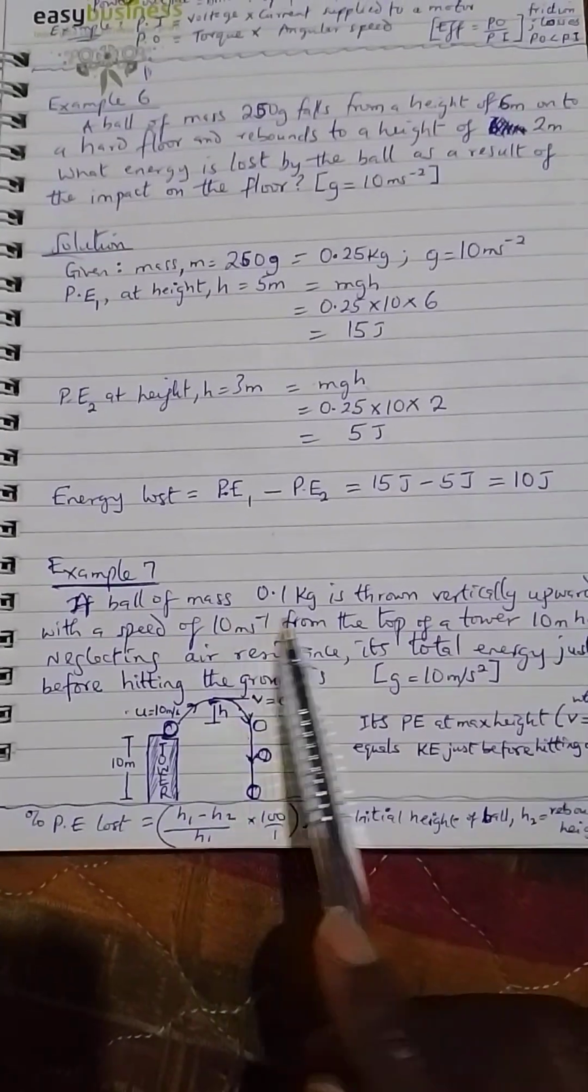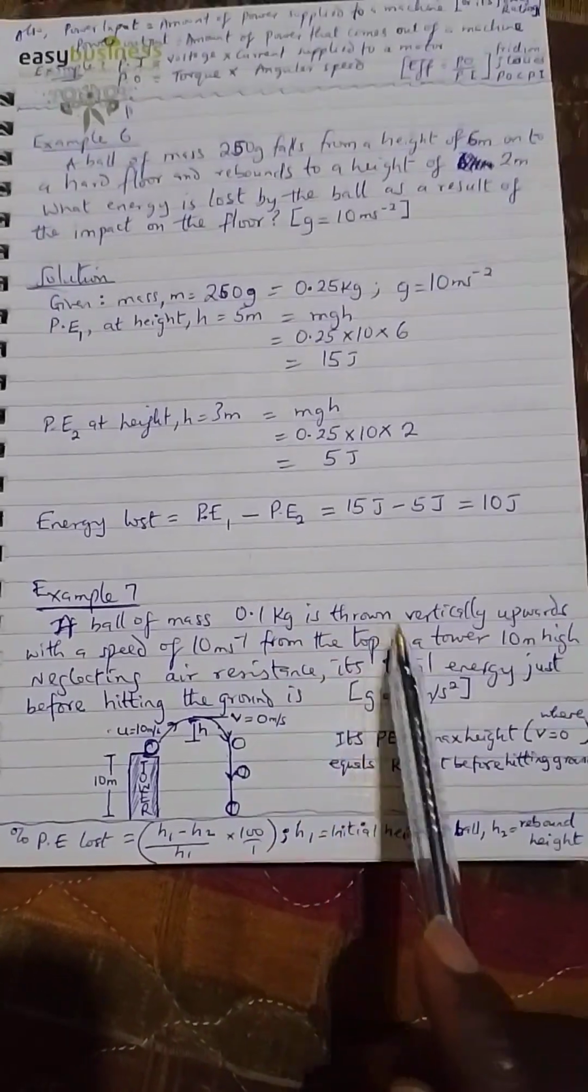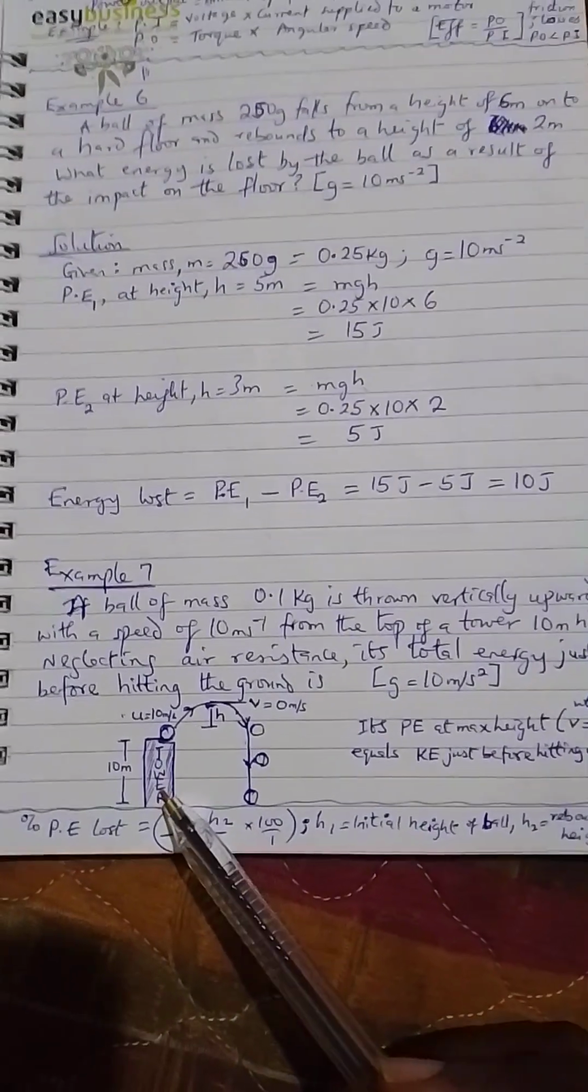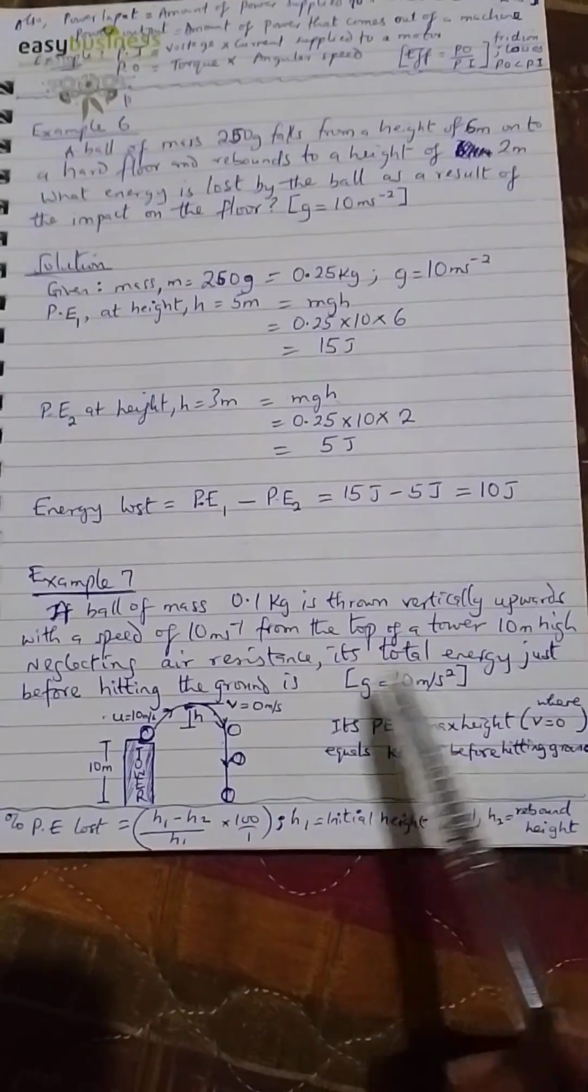A ball of mass 0.1 kilogram is thrown vertically upwards from the top of a tower. So let's look at this diagram.